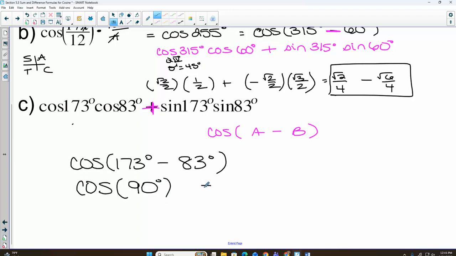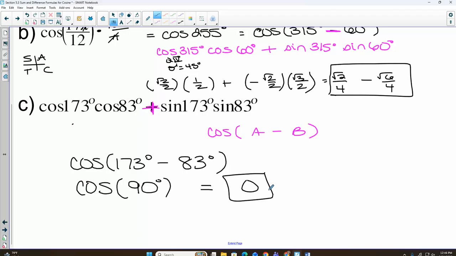90. What's the cosine of 90? 0. Use our hand trick. So most of the time, we're filling in the right-hand side of the formula, but we could work backwards as well. All right, that's the new piece for today. Any questions so far?